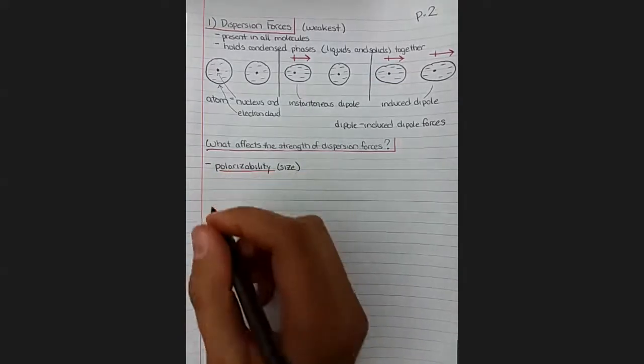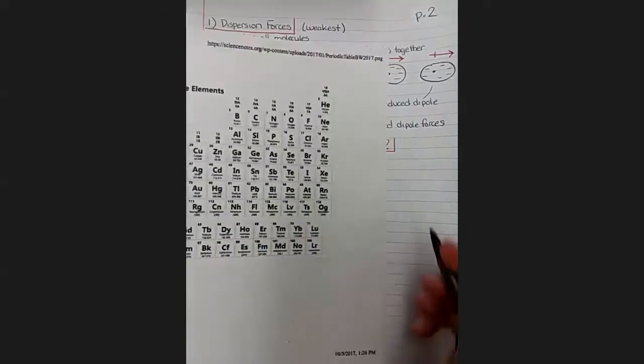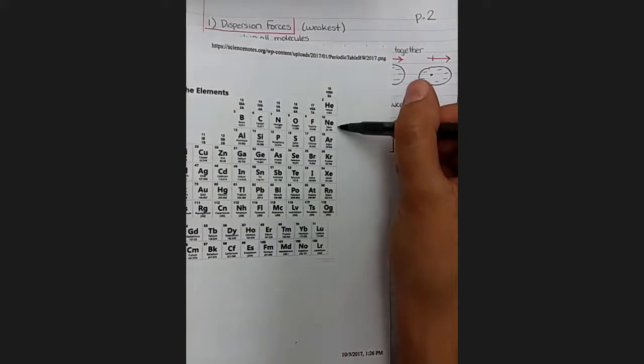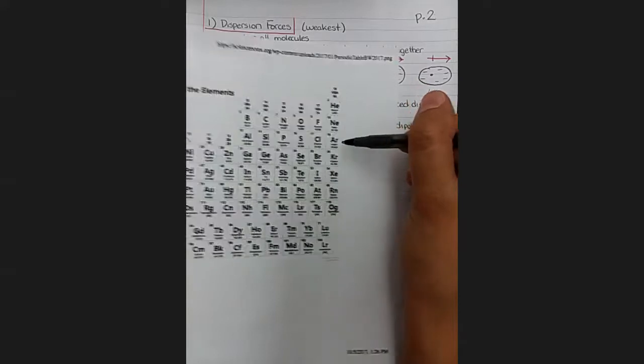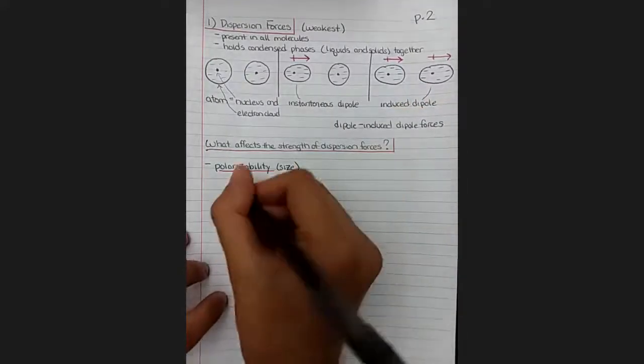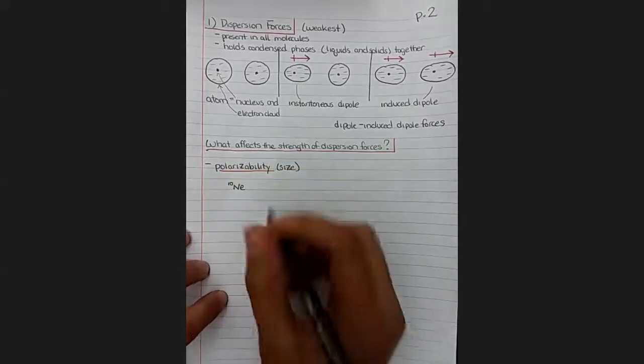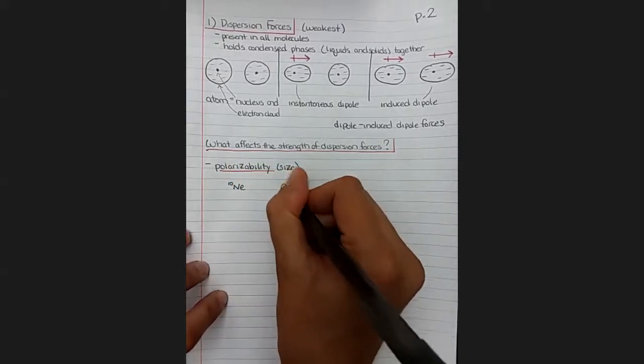So let's take an example from the periodic table. Let's take two of the noble gases, neon and argon, with neon being the smaller and argon being larger. So here's neon. It's pretty small. And here's argon.